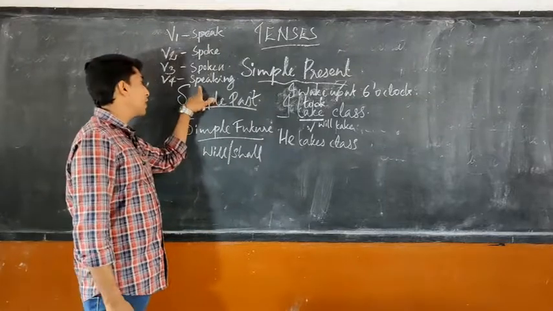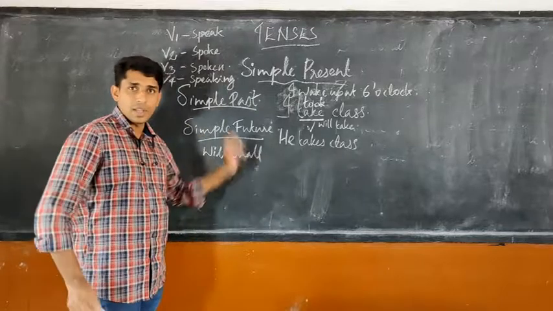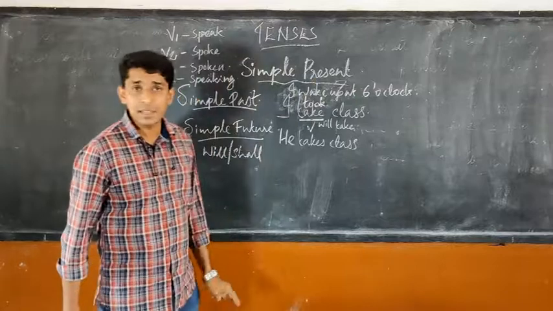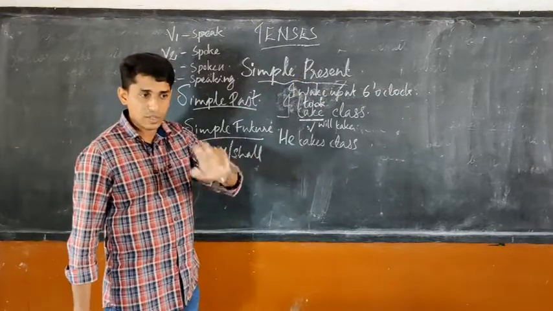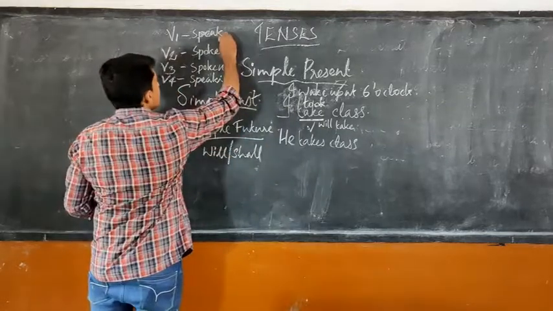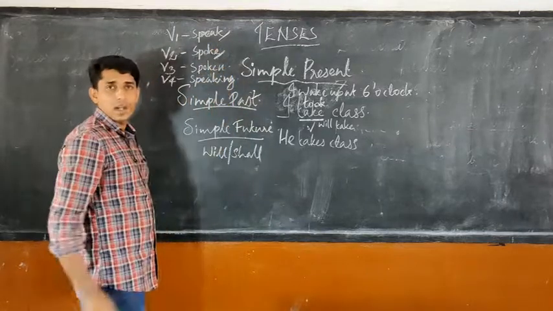Where do you use the present participle? That is used in continuous tense. In the next class, we will learn about continuous tense. Now we will learn only about the simple tense. Next one is continuous. So there are four forms: simple, continuous, perfect, and perfect continuous. So V1 is used in simple present. V2 is used in simple past.